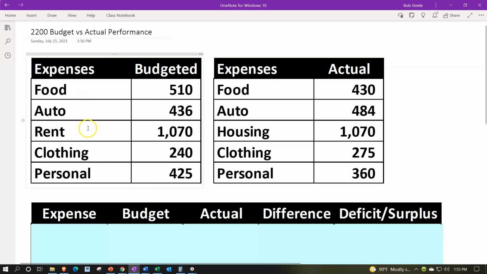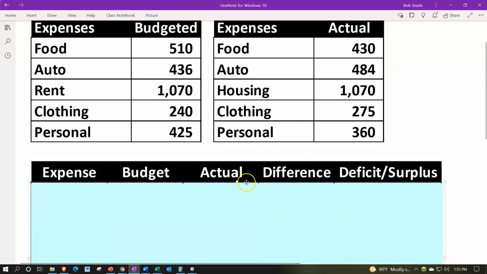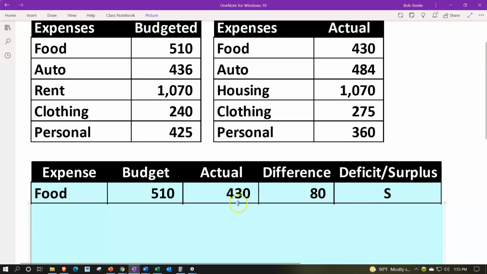So here are the budgeted numbers. We've got food, auto, rent, clothing, and personal. We're just going to look at these expense items and do the comparison. And then we're going to imagine that time had passed, and then we categorized in these same categories. We compiled that this is what we actually spent on those same categories. Then we can put it into our budget versus actual, which would look something like this.